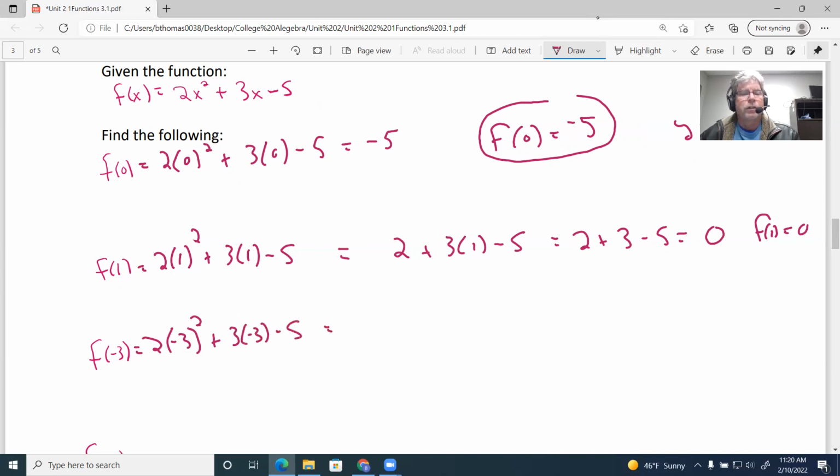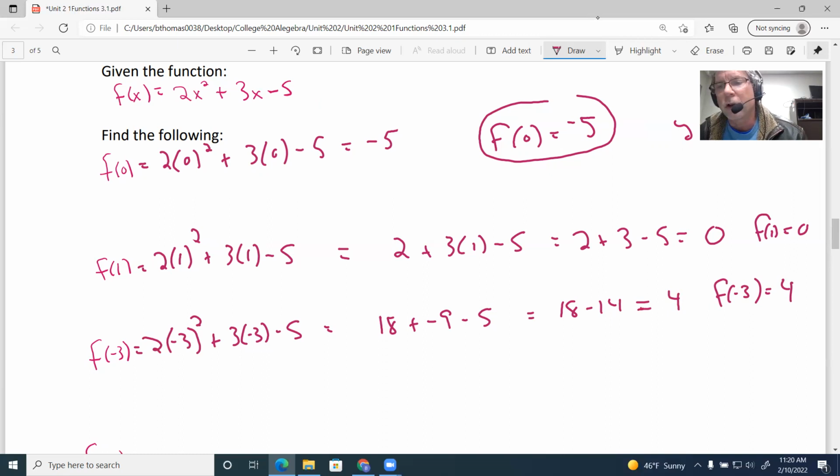So if I'm following the order of operations, negative 3 squared is 9. 2 times 9 is 18. 3 times negative 3 is a negative 9. And we also have that negative 5. So that's going to be 18 and a negative 14. 18 and a negative 14 would be then a 4. So again, f of negative 3 is going to equal then 4. And that's what we mean by evaluating a function, is we're looking for what's called the output value or the range value. So again, f of negative 3 represents y equals 4.